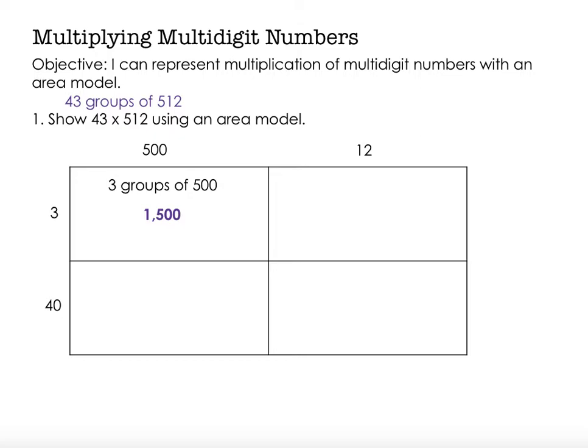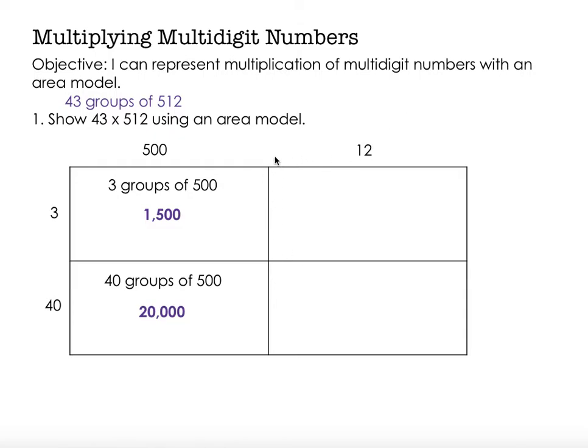In this box, I'm going to do 40 groups of 500. If this was 4 groups of 500, that would be 500, 1000, 1500, 2000. That would be 2000 if it was just 4 groups of 500. But it's 40 groups of 500, so it's got to be 10 times bigger than 2000, so it's going to be 20,000.